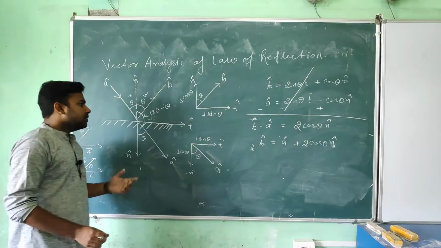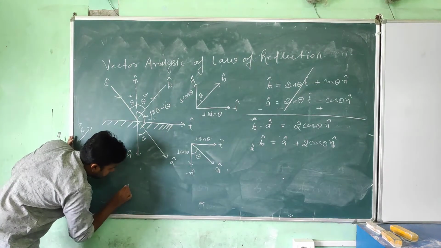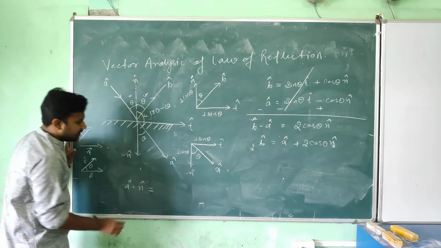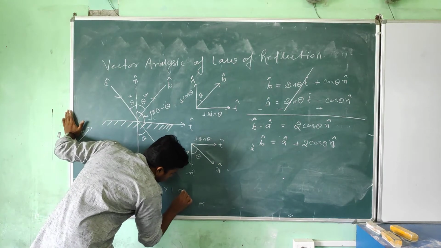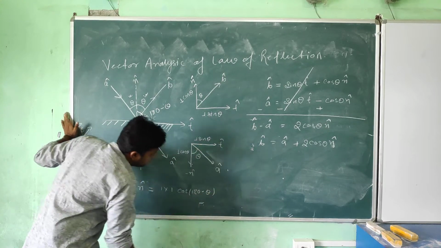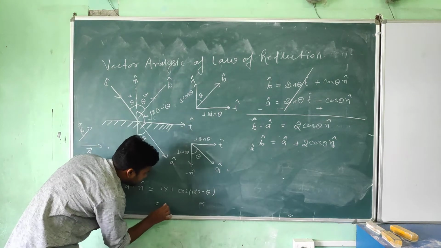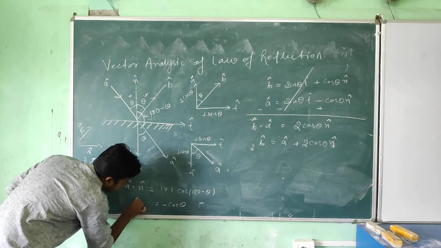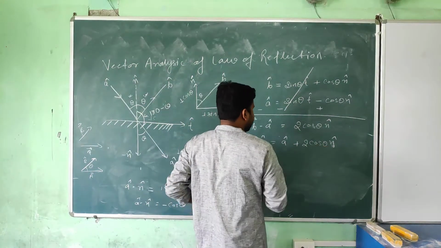Okay, so now if we take the dot product of A dot n, what will we get here? 1 into 1 magnitude, that's a unit vector, into cos of 180 minus theta. Cos of 180 minus theta is minus cos theta. So we can write it's minus cos theta, that's A dot n.